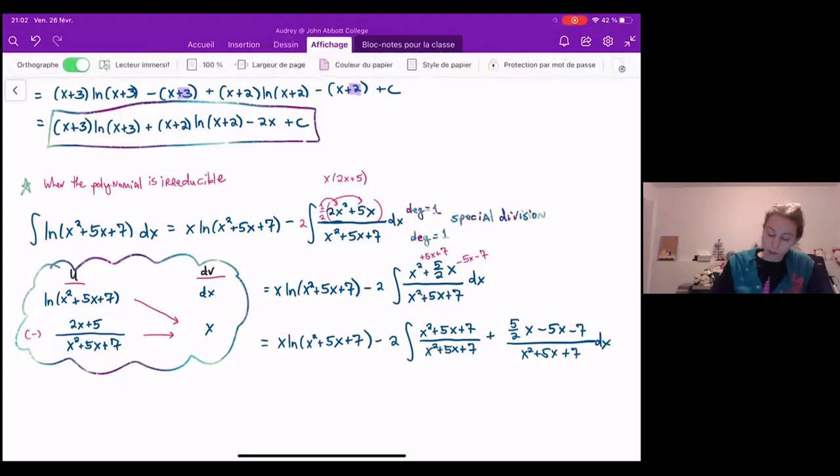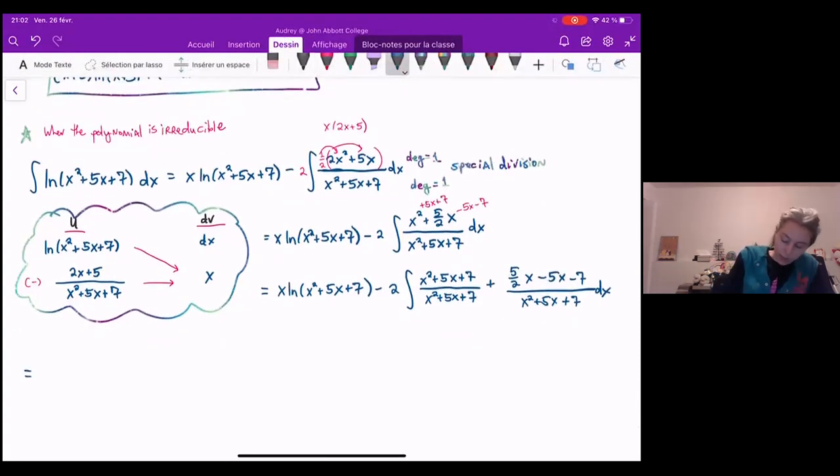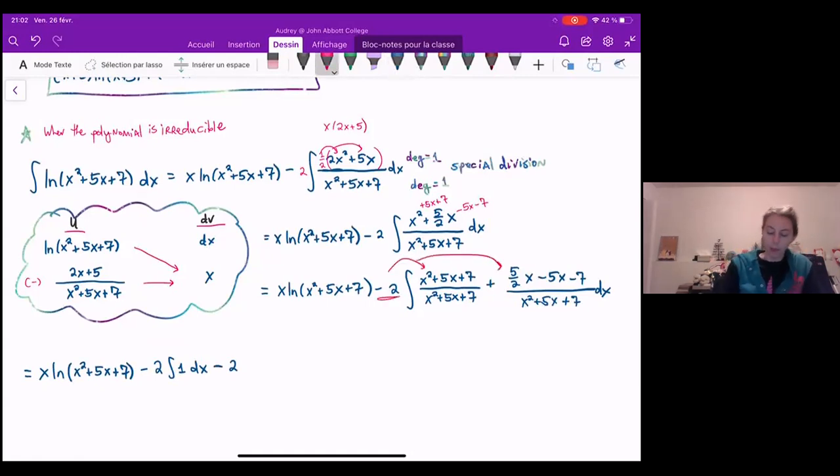That first one is 1. So we're going to go down here and just rewrite this one last time. X ln of x squared plus 5x plus 7 minus 2 times the integral of 1 dx. And then plus 2, I'm distributing that 2. I'm also distributing my minus sign. So that's minus 2 actually. So this minus 2 right here goes to both of my integrals. The integral of 5 over 2x minus 5, so that's negative 5 over 2x minus 7 over x squared plus 5x plus 7.